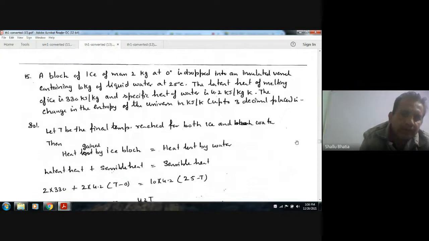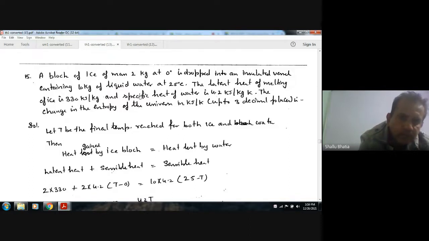A block of ice of mass 2 kg at 0 degree Celsius is dropped into an insulated vessel containing 10 kg of liquid water at 25 degrees Celsius. The latent heat of melting of ice is 330 kilojoules per kilogram, and the specific heat of water is 4.2 kilojoule per kilogram per Kelvin. Find the change in entropy of the universe in kilojoule per Kelvin up to 3 decimal places.